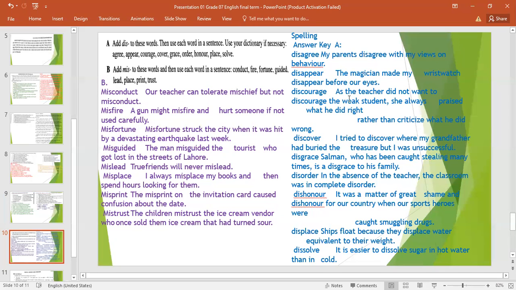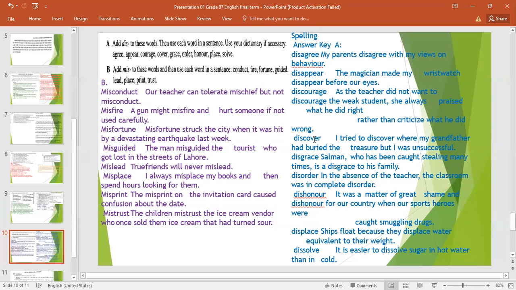Discourage. As the teacher did not want to discourage the weak students, she always praised what they did right. So here we use this before courage and we use it in the sentence. Discourage. Rather, the citizen discouraged what he did wrong.